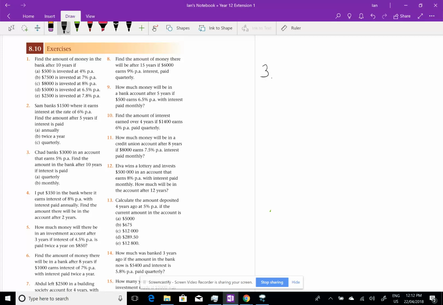And what have we got? Now, the only thing that they're going to play around with you is the interest rate and the time period, so you need to be aware of that. So Chad Banks, in question 3, here it is. Chad Banks, $3,000 in an account that earns 5% per annum. Find the amount in the bank after 10 years. So I want to find the amount after 10 years if the interest is calculated quarterly. All right. And then if it is calculated monthly.